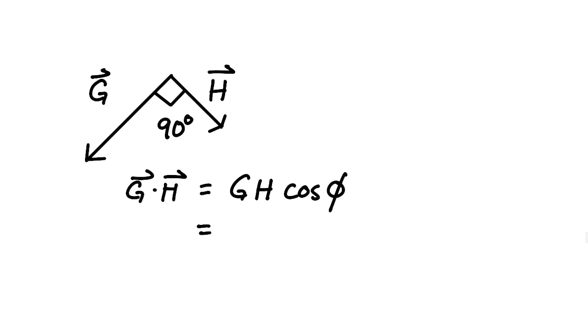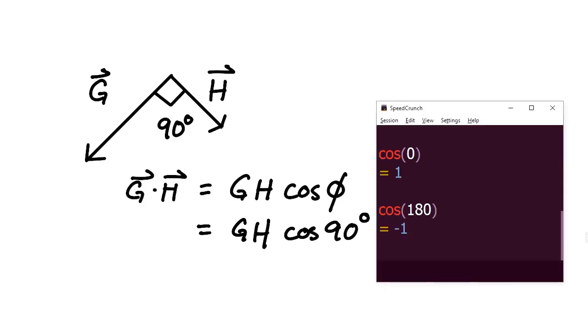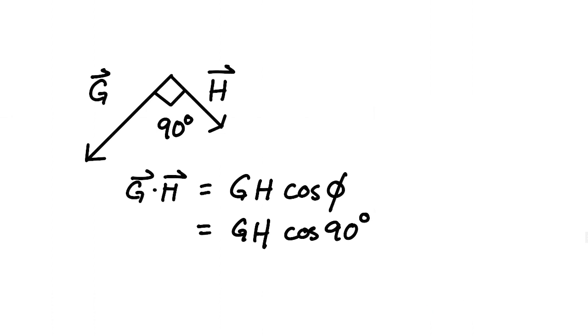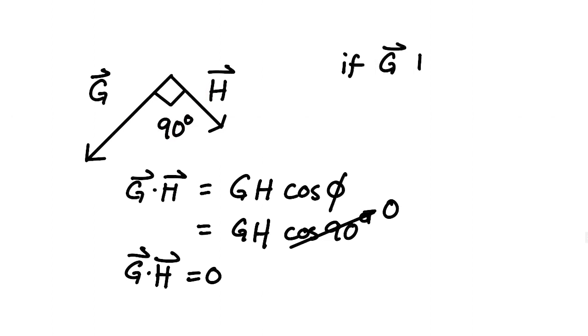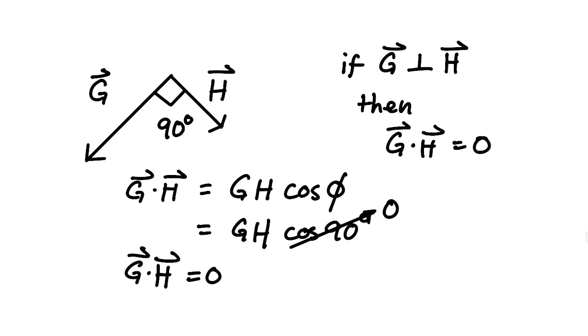Now, if we plug that in sa ating equation, G times H cosine 90 degrees. Now, sa calculator natin, cosine 90 degrees is actually equal to 0. So if you have cosine 90 degrees, this becomes 0. So your answer is 0. Okay? So this is another rule. If you have two vectors na perpendicular, their dot product is actually 0. If G is perpendicular to H, then yung dot product nila, G dot H is equal to 0. Okay? So that is the rule if perpendicular.